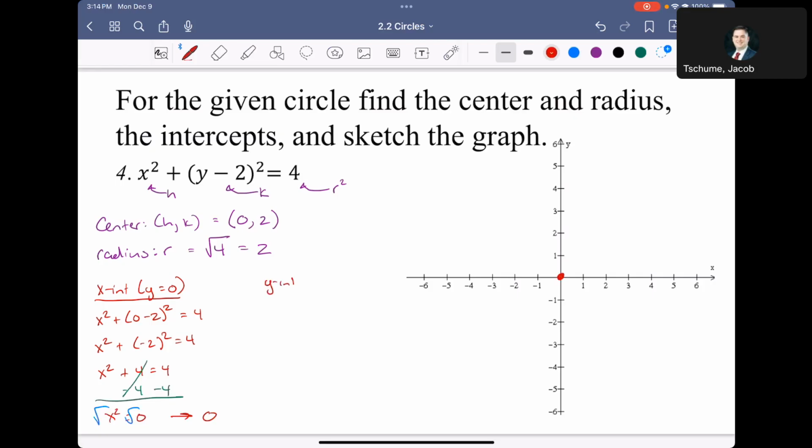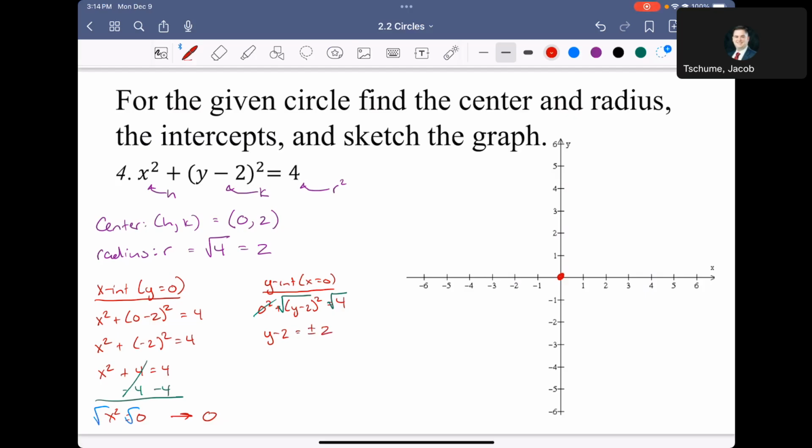I'm going to work the exact same thing out for my y-intercept. Remember, that means that your x value is going to be 0. So that would be 0 squared plus (y minus 2) squared equals 4. Well, in all honesty, y'all, the 0 squared doesn't do anything, so I'm just going to ignore that. And then we are going to get rid of this squared value by taking the square root of both sides. So we're going all the way back to our square root property from chapter 1, which will give me y minus 2 equals plus or minus 2.